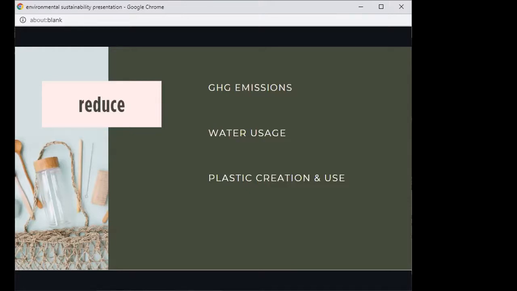So as you can see on this slide, there are 3 primary categories that we're going to focus on. These are what I would consider the most bang for your buck categories. They're the ones that require minimal work and result in big outcomes. So the categories that we're going to be focusing on are emissions, specifically carbon and methane, water usage, and plastic creation and use.